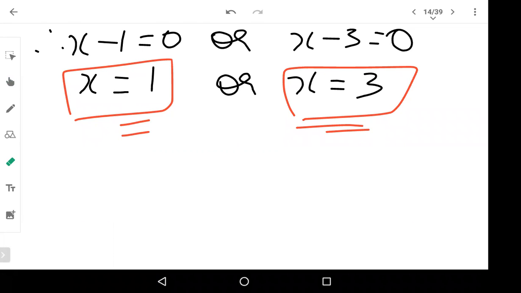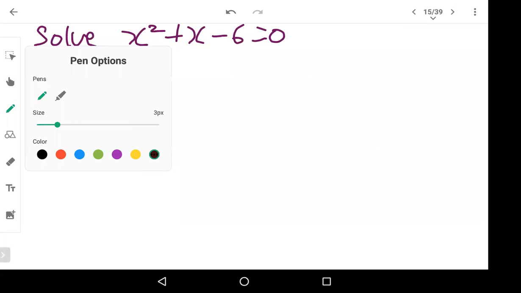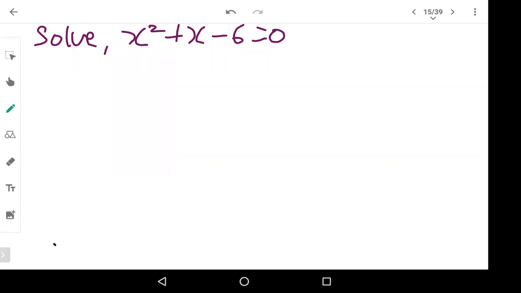Now, the next problem is x² + x - 6 = 0. So this is what we have here. Let us solve this problem. Firstly, define what a, b, and c are. Here a is equal to 1. If there is no number, it is 1.